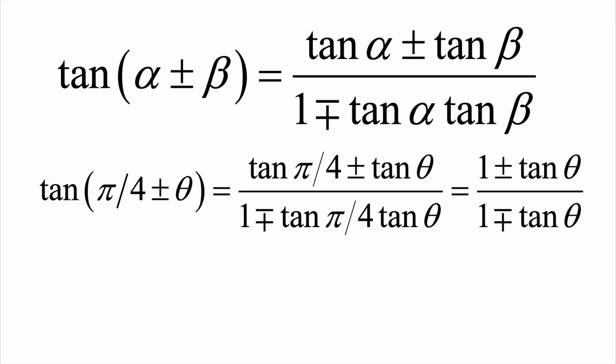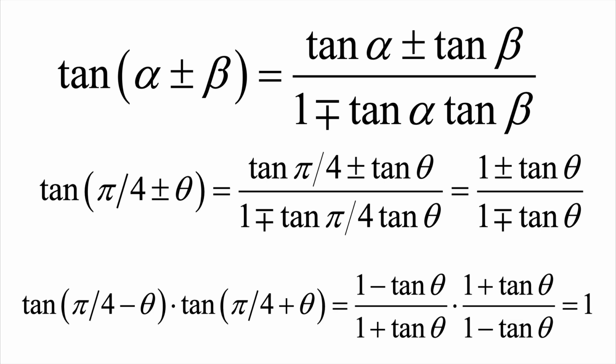Tangent of pi over 4 plus or minus theta, again using the fact that tangent of pi over 4 is 1, simplifies to 1 plus or minus tangent theta over 1 minus or plus tangent theta. The signs on the left and the right match in the numerator and are opposite in the denominator. This has a really interesting consequence. If we multiply tangent of pi over 4 minus theta with tangent of pi over 4 plus theta, we ultimately get two fractions that completely cancel to give us 1.